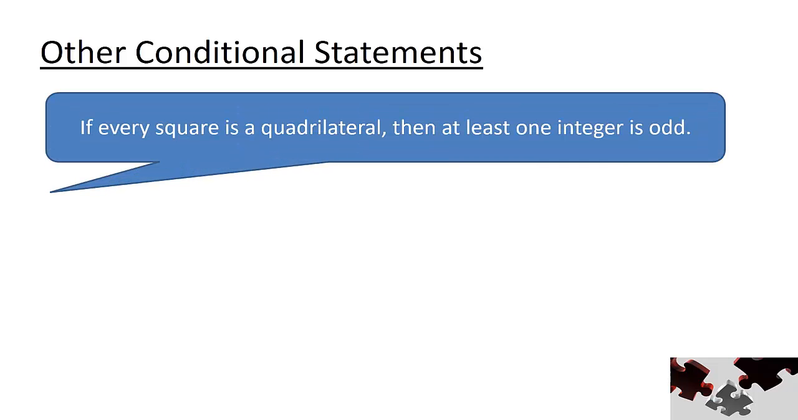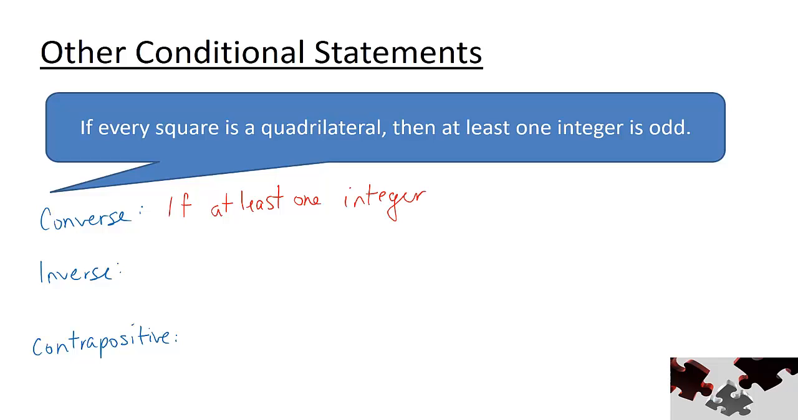Try creating the 3 other conditional statements for this example. If every square is a quadrilateral, then at least one integer is odd. If you need to take a quick peek at how to negate quantifiers, click up top. For the converse statement, I got, if at least one integer is odd, then every square is a quadrilateral.